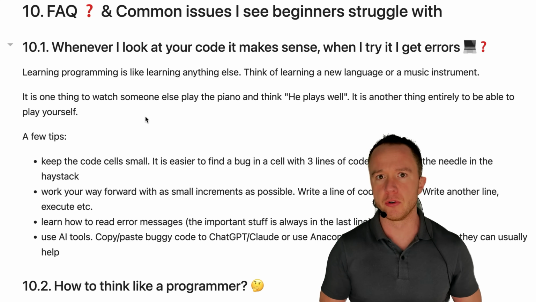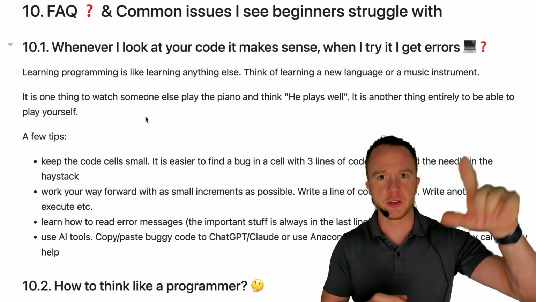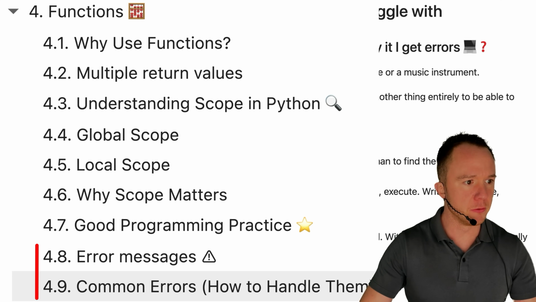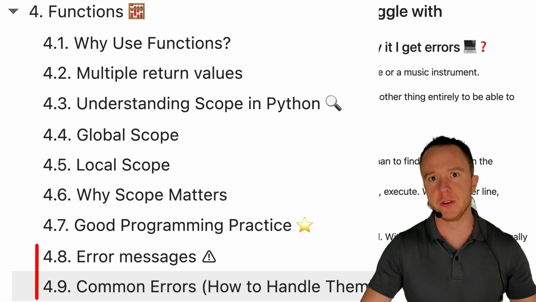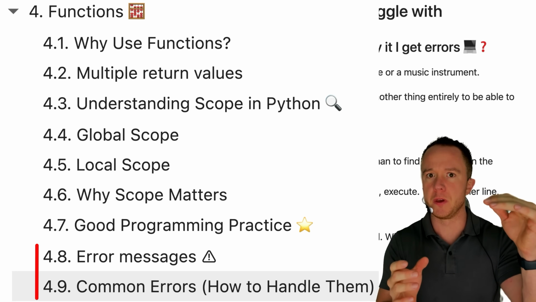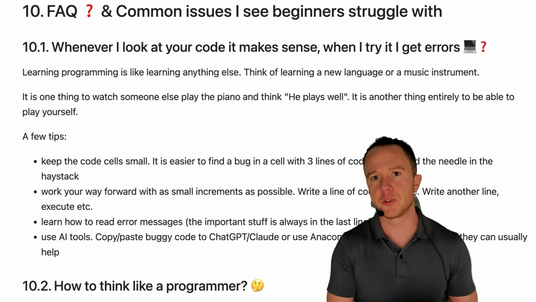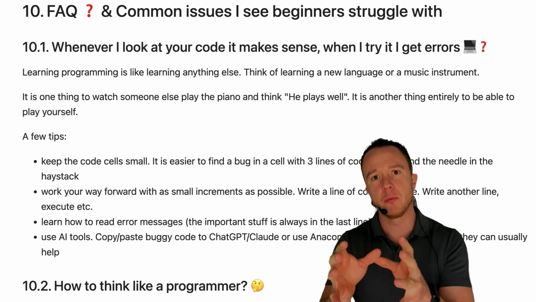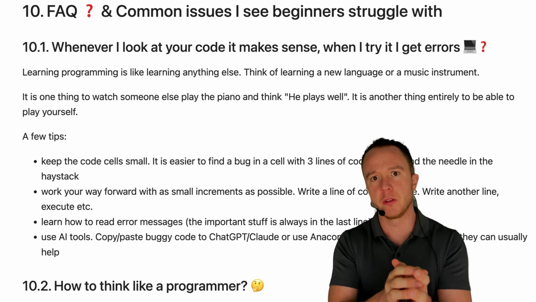Third tip is learn how to read error messages. So remember, the important stuff is always at the bottom. All the rest just tells you which line of code created the error. And you can actually go back to the function section, error messages, where we covered the error messages more in detail. So all the different types of errors and what they mean and what to look out for to fix them. And also here, learn how to use the AI tools. So either copy paste everything into ChatGPT or Claude, or develop right from the get-go in Anaconda Cloud and then use Anaconda Assistant to help you debug that code.